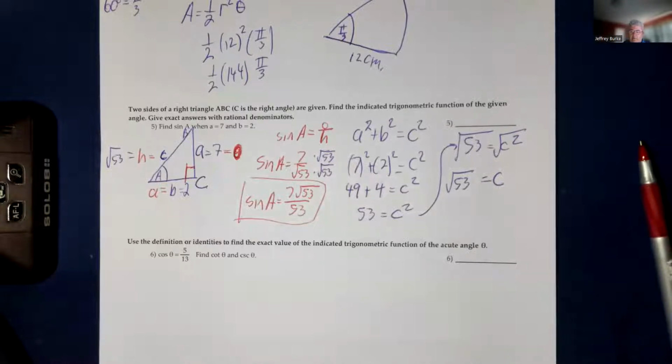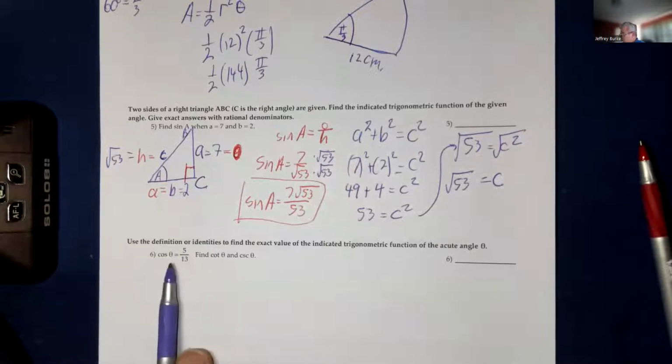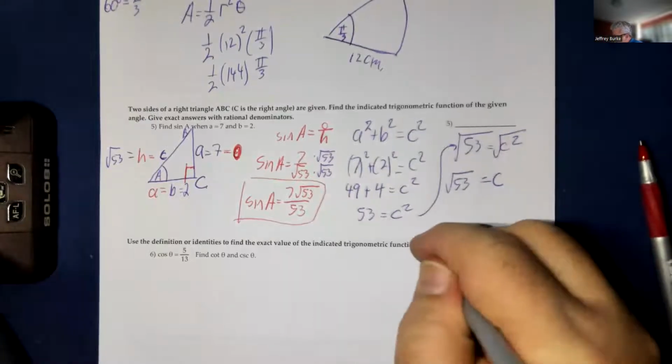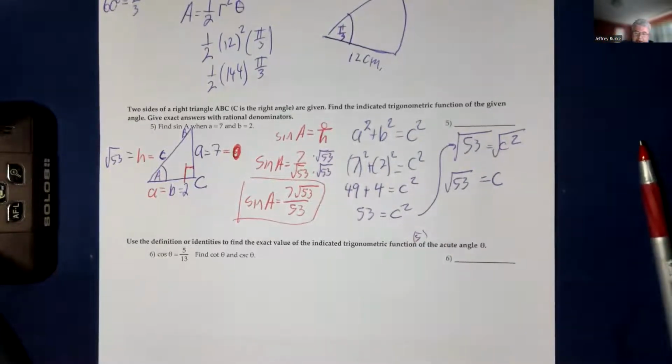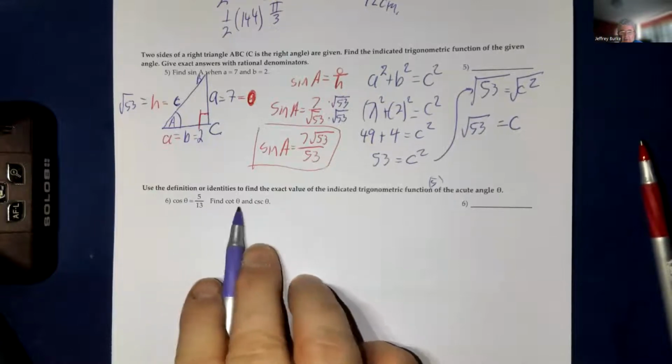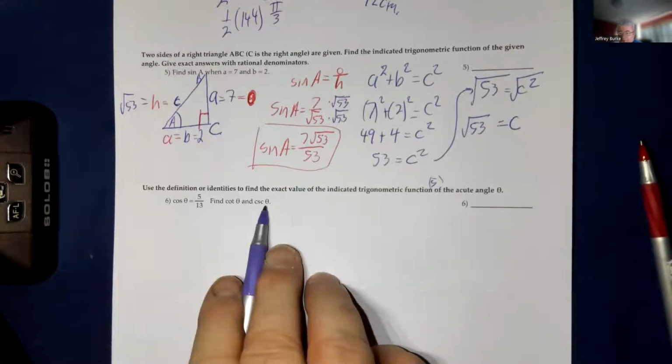Question 6 may look a little familiar, but we're asked to identify a few other things. In this question, where it says use the definition of identities to find the exact value of the indicated trigonometric functions of the acute angle theta. Okay, so it mentions that it's an acute angle theta, which means that everything is going to be positive, or less than 90 degrees. So our cotangent and cosecant are going to be positive as well. So let's say we have cosine is equal to 5 over 13. It says find the cotangent of theta and the cosecant of theta.